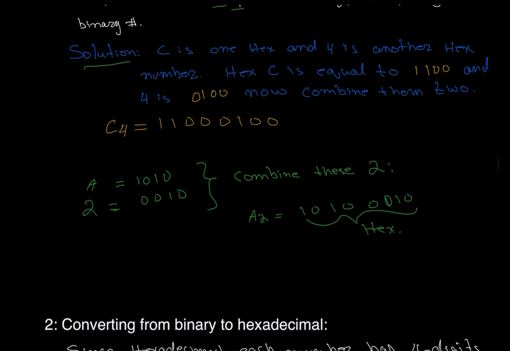Now we have A3. We follow the same procedure. A is 1010, and what is 3? 3 is 0011, because that is 2 and that is 1, so that will be 3. So 0011. That is your number A3, which is your hexadecimal, and that's your binary representation right there. Okay, so that's for that example.